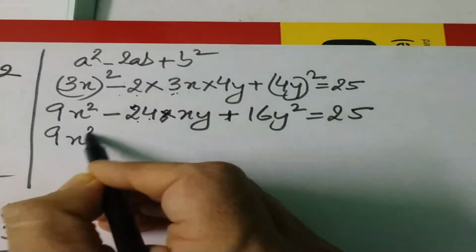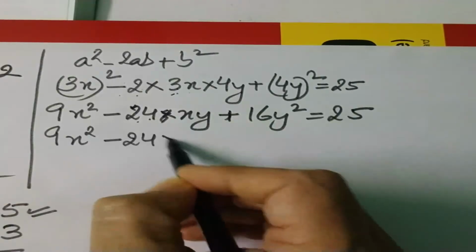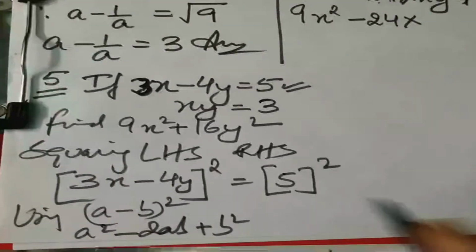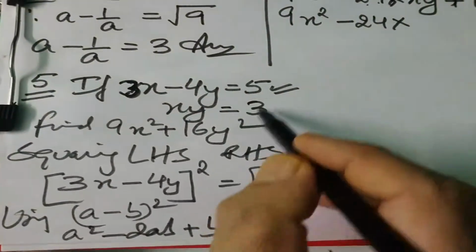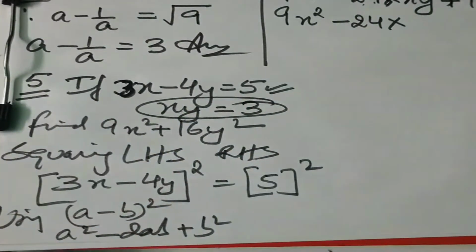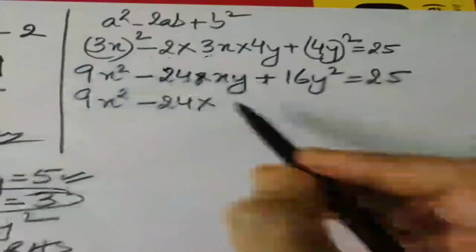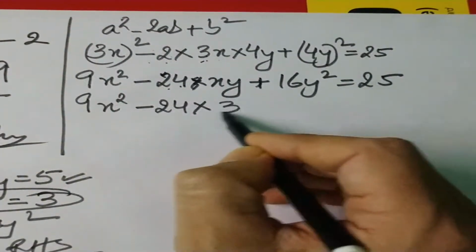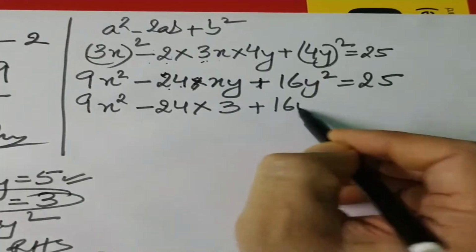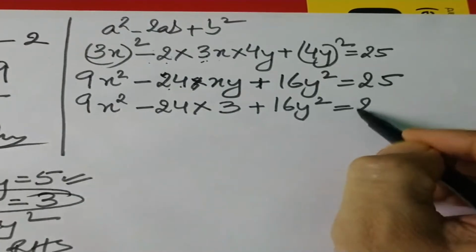Now the question becomes 24xy, and the question says xy is 3. Now the use of the second value. So this xy I will put here. So it will become 9x square minus 24 into 3, plus 16y square is equal to 25.